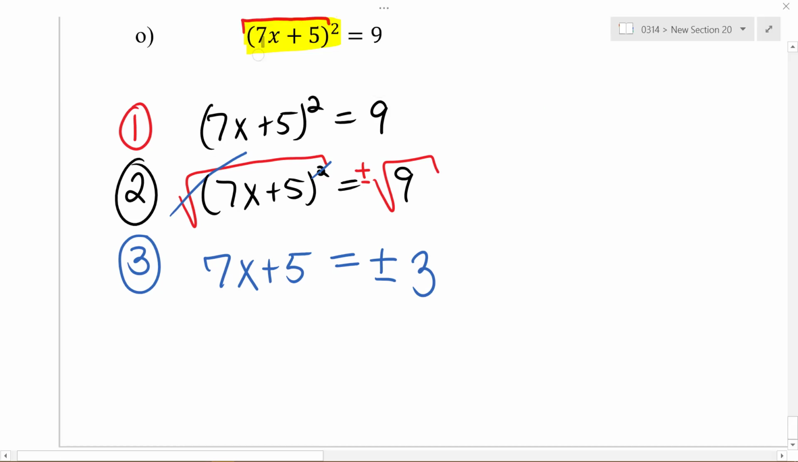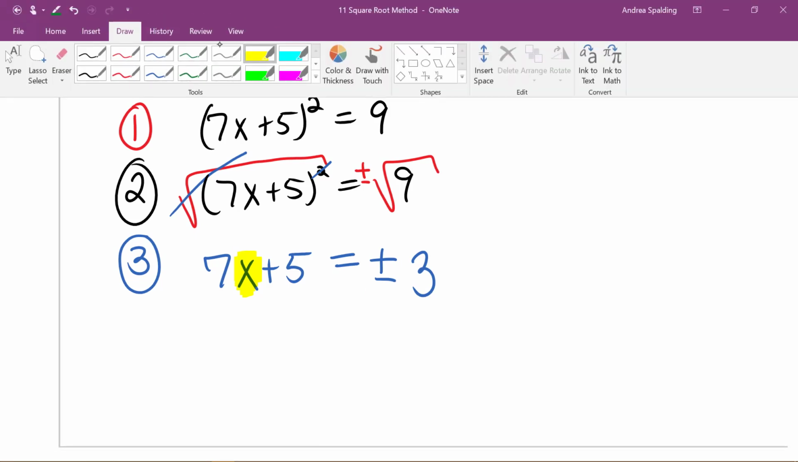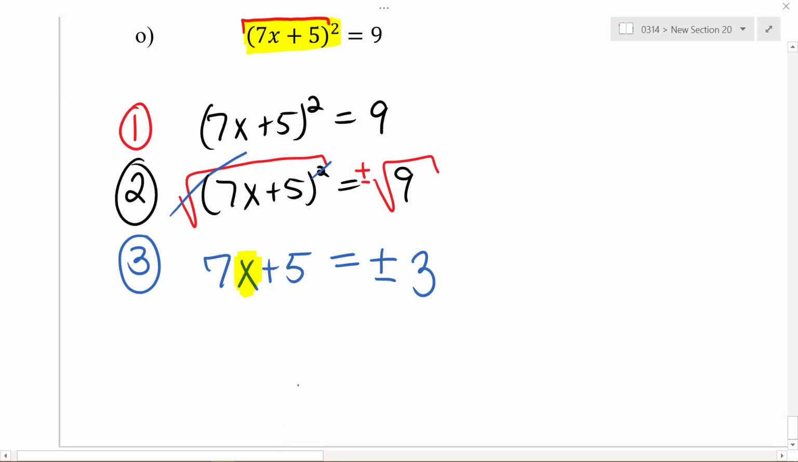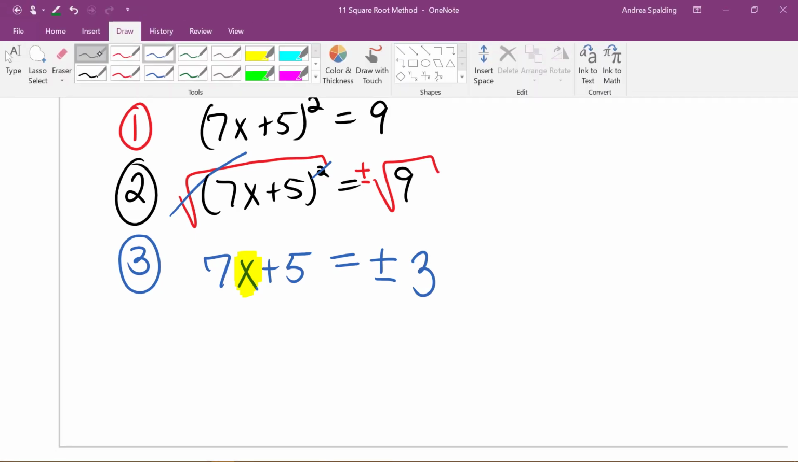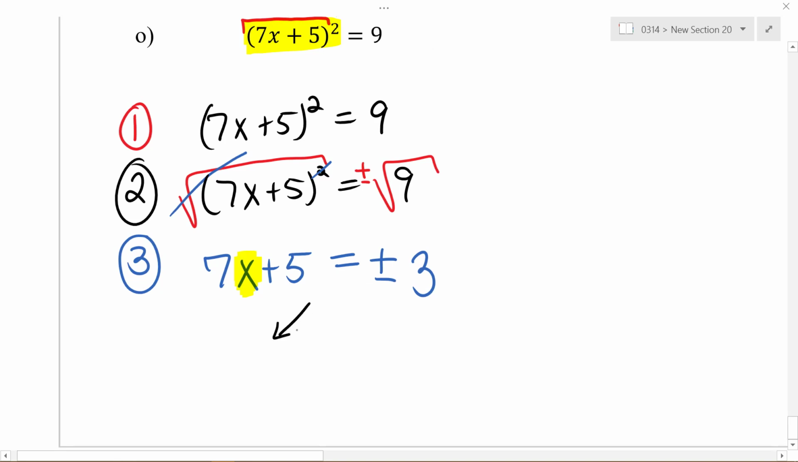Alright, so we still need to solve for x, right? So step number 3 is to solve for x. We want to get x by itself on one side, right? So we simplified our radicals, still need to solve for x. So in order to get that x by itself, you say, well, I need to subtract 5 and divide by 7. Okay, once again, we want to be really careful here. This is a plus and a minus 3. It's really hard to subtract 5 from that and do it correctly. So I suggest that you don't leave those plus and minus stacked, that you separate this into two separate equations.